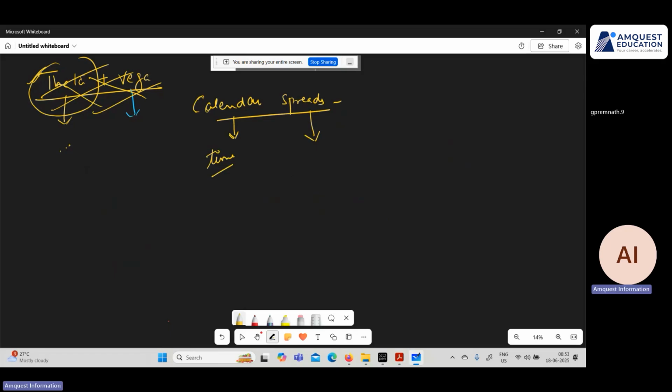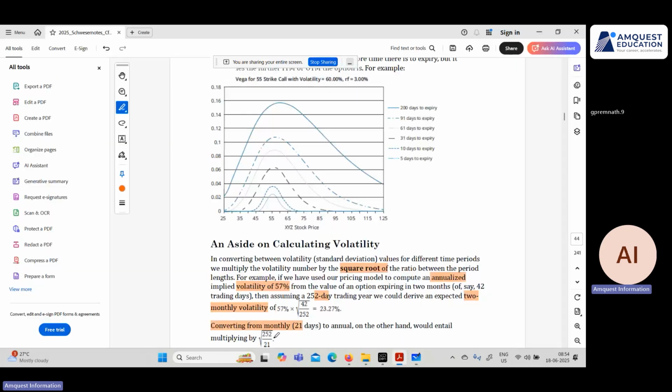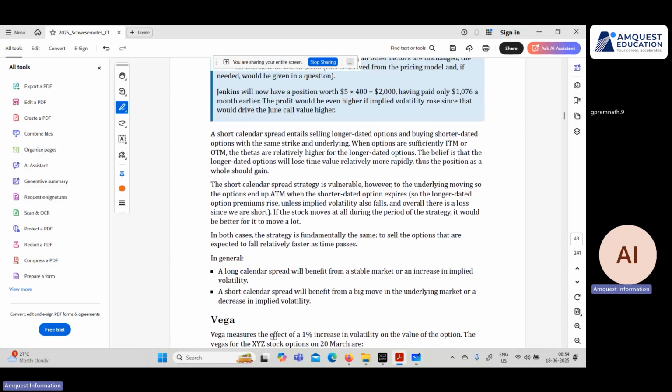So you are again buying and selling options. Basically you're trying to earn using the spread, but you are using time. Time as in you will have different expiration. Since we know all the concepts regarding this, let's just quickly look at the question and understand what's going on.